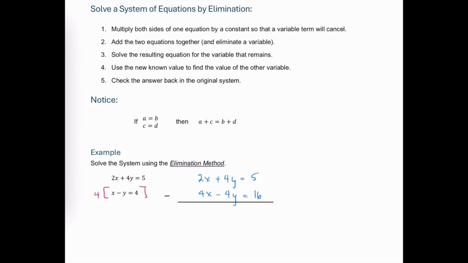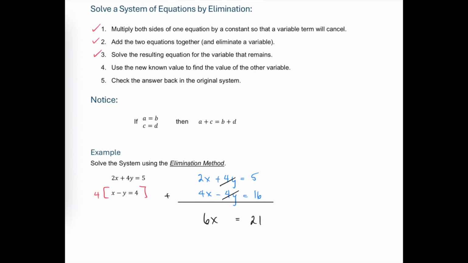Now essentially we're going to add these two equations together. And we do that by combining like terms. So on the left-hand side we have 2x plus 4x, which is 6x. And this is what we wanted to happen. We wanted one of the variable terms to drop out. 4y minus 4y is just 0. Then we have equals, and then 5 plus 16 is 21. So we've just completed the first two steps.